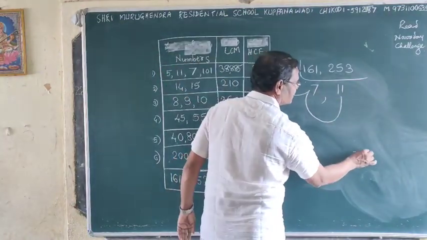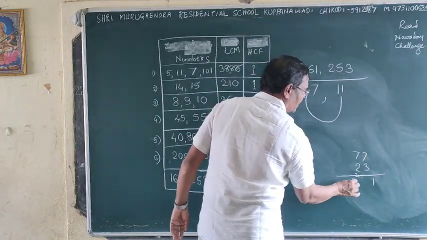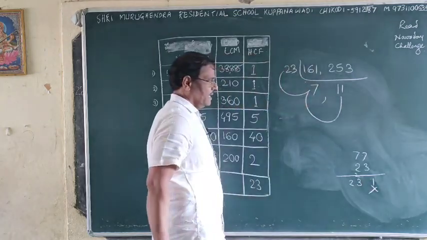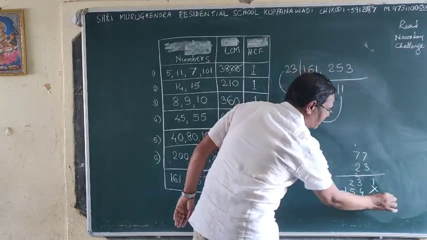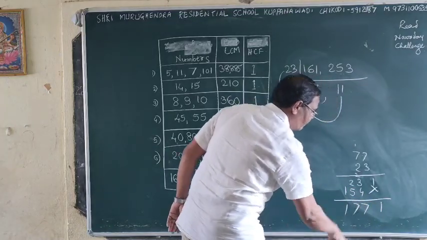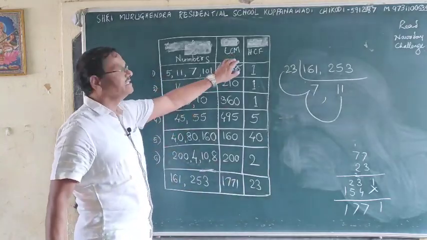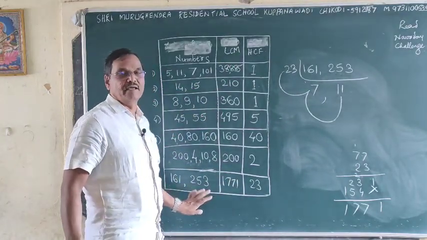11 7s are 77 into 23. 3 7s are 21, 21 plus 2, 23. 2 7s are 14, 14 plus 1, 15. 1771. 1771 is the LCM of these two numbers, 161 and 253.